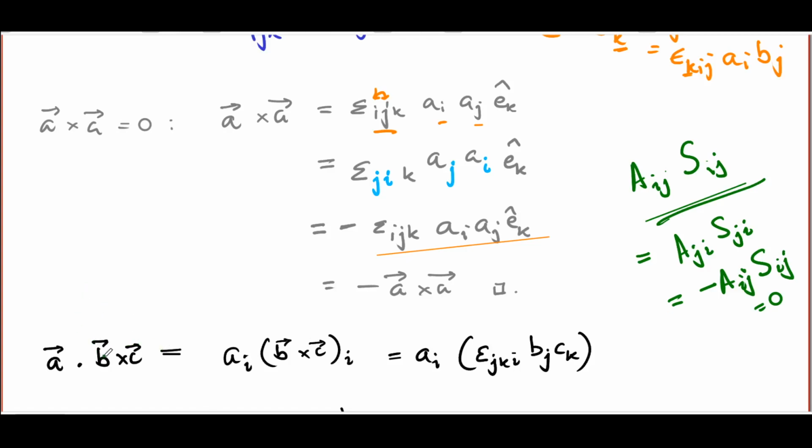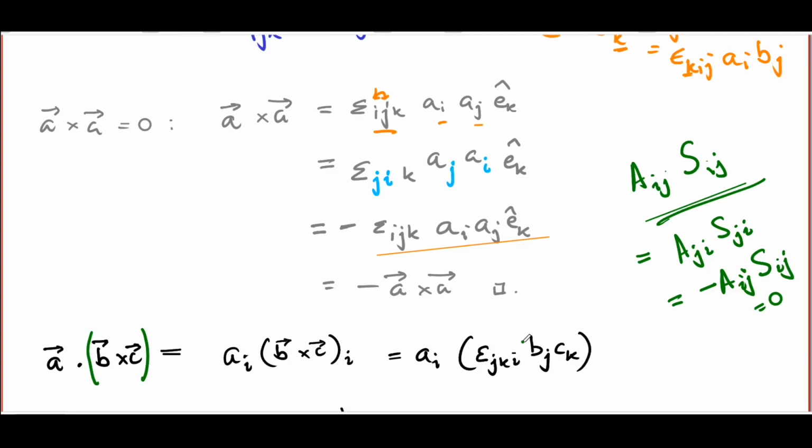Here I have not put in a bracket, but the lack of the bracket is not because I can do this in any order. I haven't put in a bracket because there's only one order in which this expression makes sense. You have to do B cross C first and then do A dot with that. Now A dotted with B cross C is simply a_i times B cross C's ith component. And B cross C's ith component will simply be epsilon_jki b_j c_k.